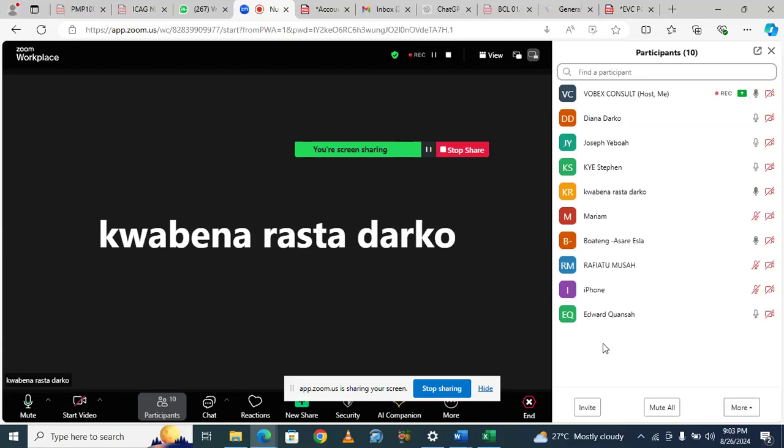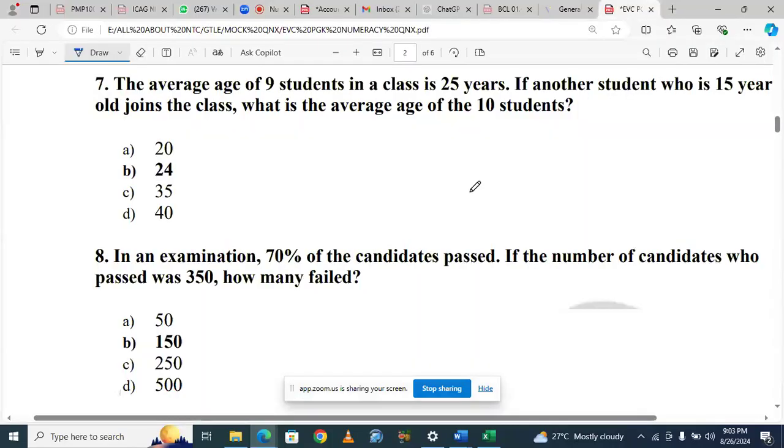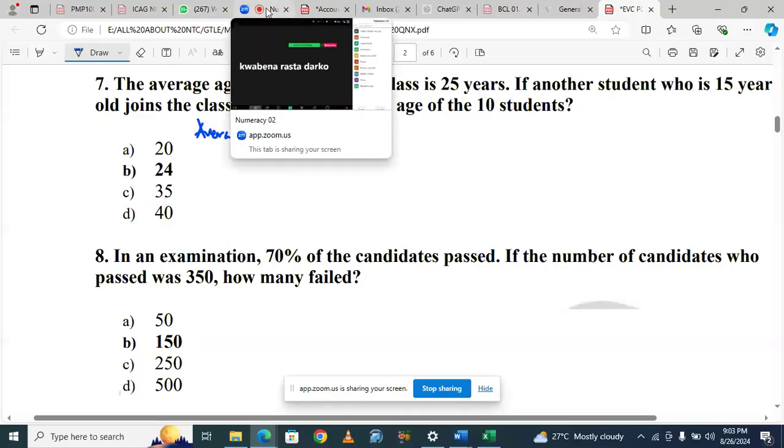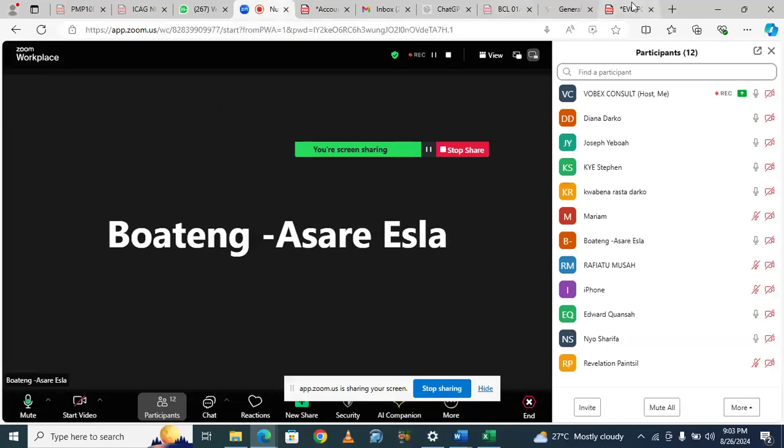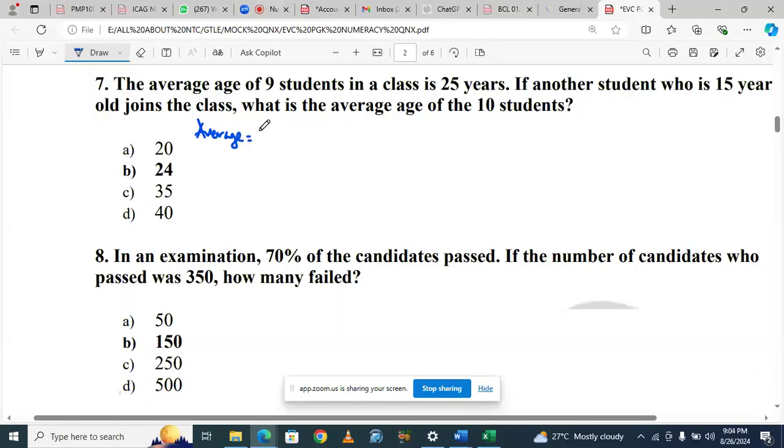Okay, who can help us? The average age of 9 students in a class, what does it mean? I want the meaning mathematically. Age is a number. There you go. Okay, so in maths, you can't just say average. What does it mean? Average means the mean, right? In maths, if you say average, it simply means the mean. And the mean is equal to the total over the number.